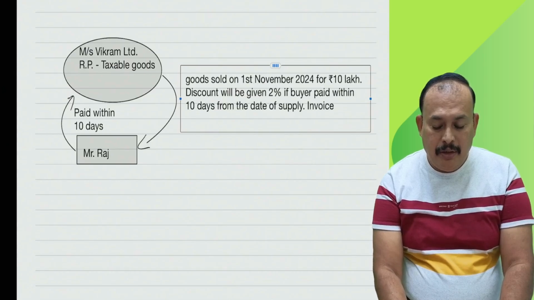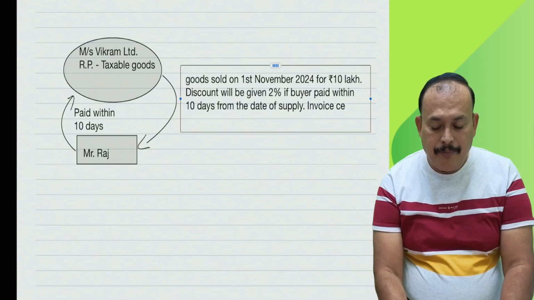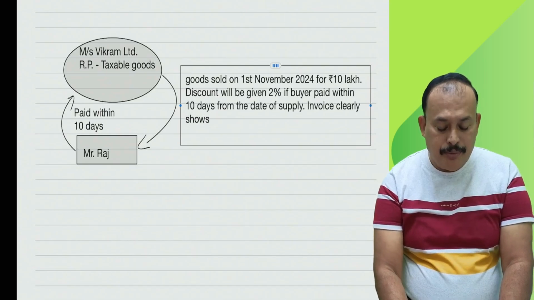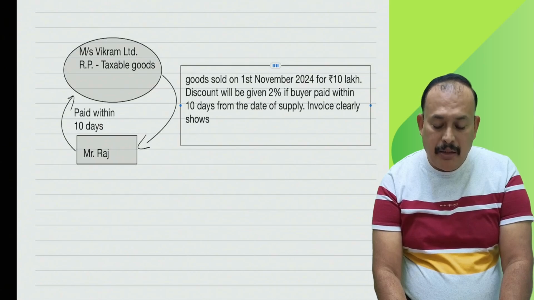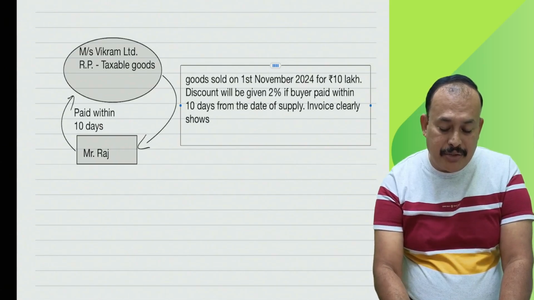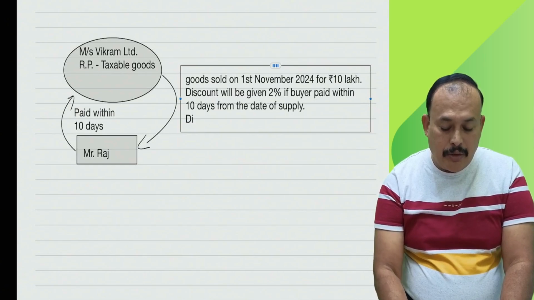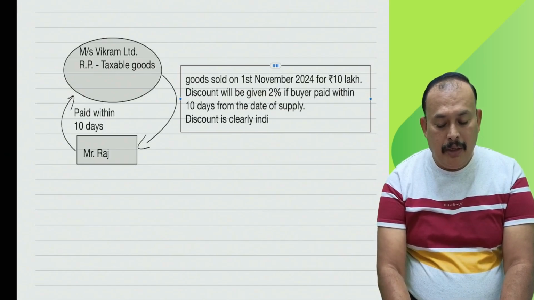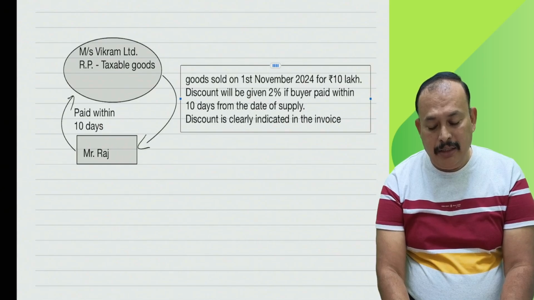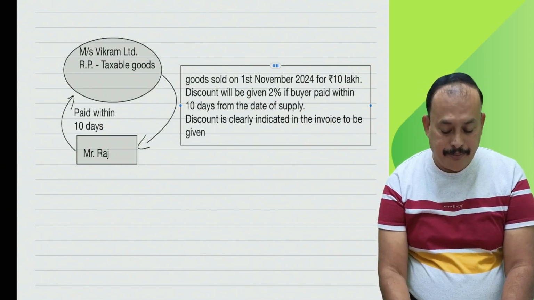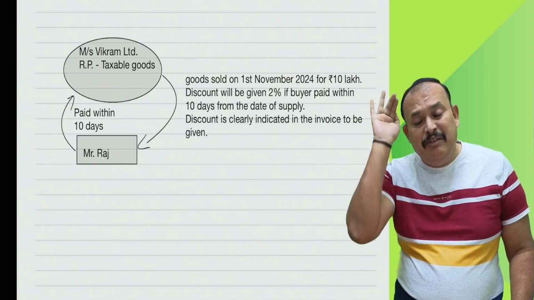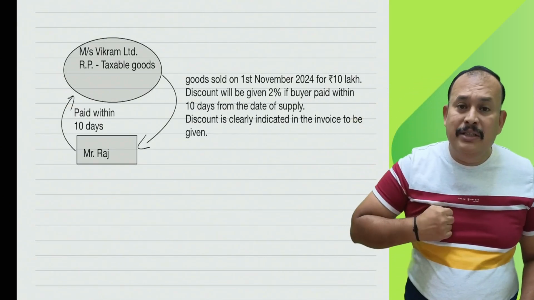The invoice clearly shows the discount. The discount is clearly indicated in the invoice to be given. But the sale has taken place for 10 lakhs. Invoice raised for 10 lakhs. In the invoice it is mentioned, if the buyer pays within 10 days, we will give a discount of 2%.